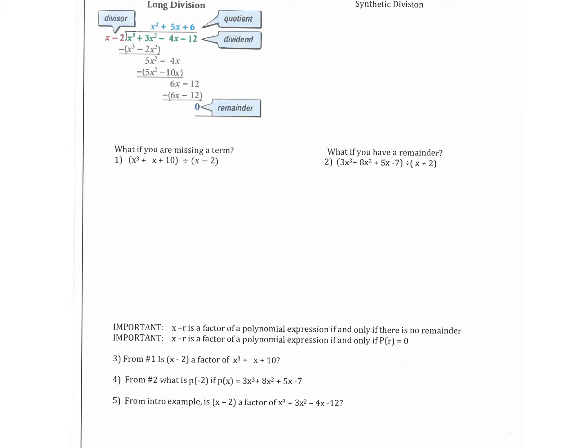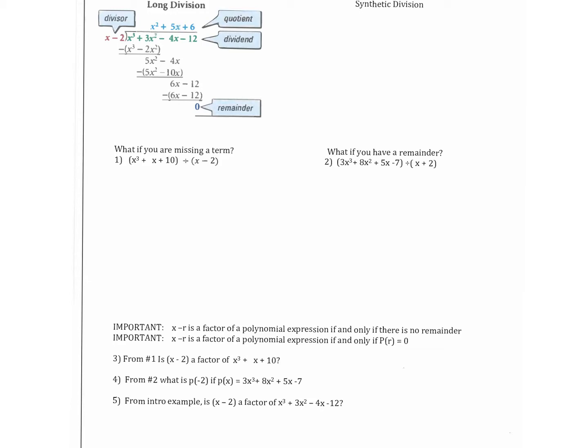For our divisor, that's what we're dividing by, has to be a binomial. So for example, some things that would be a yes if we were dividing by the factor x plus 3, or x plus 5, or x minus 6, or even a fraction, x minus 1/2. But some things are not a binomial that won't work, such as a monomial, one term.